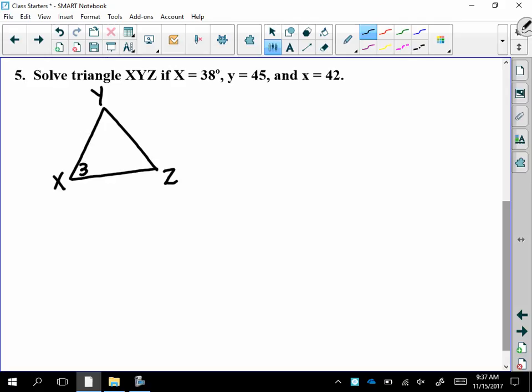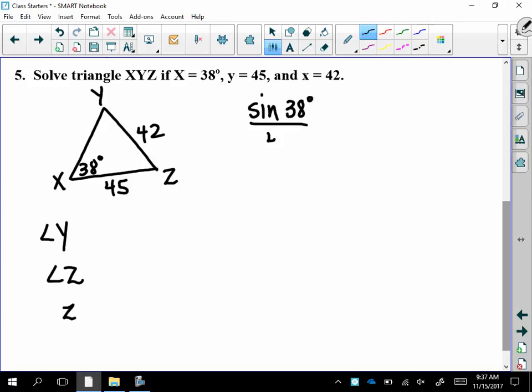And angle X is 38 degrees, side Y is 45, and then side X is 42. We need to find angle Y, we need to find angle Z, and we need to find side Z. We're going to use the law of sines because we have an angle side ratio. The other piece of information we're given is 45, which is side Y. So we're going to be looking for angle Y.